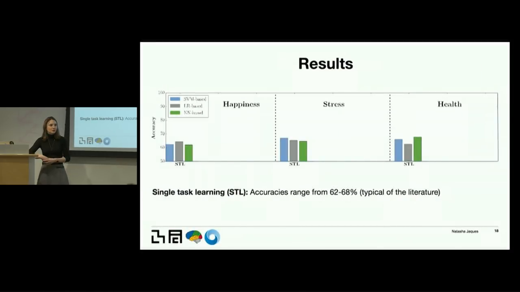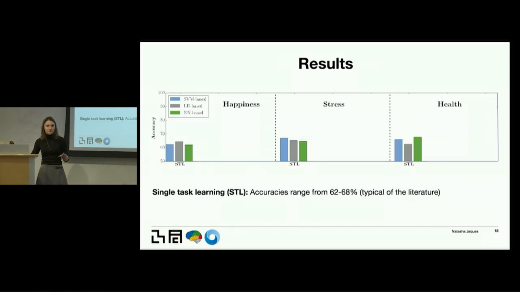But how well did this actually work? Well, the first thing we did was test the single task learning, traditional machine learning approach, where we'd use one classifier for everyone. And we look at the different equivalents to all these algorithms. So we've got an SVM, a neural network, et cetera. And you see that the accuracies from doing this single task learning are disappointingly low again. So maxing out at 68%, which again is typical of the literature, but not very exciting.